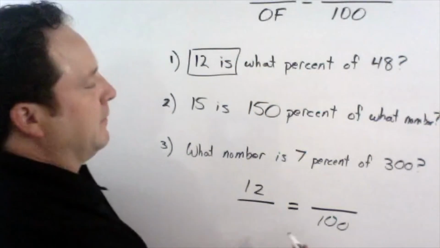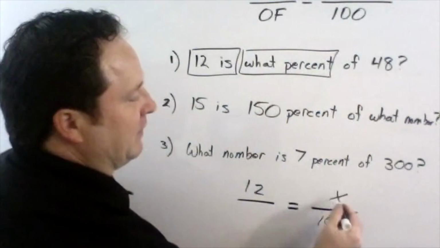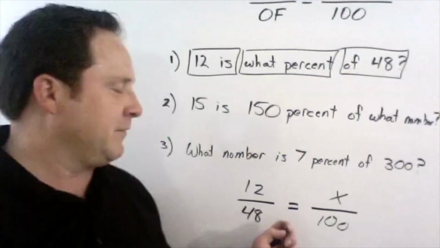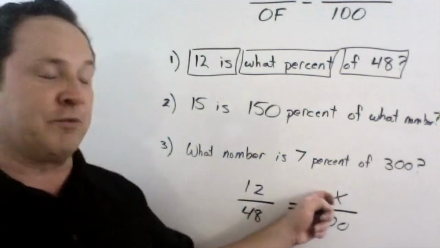12 is, so the is goes there. What percent, so I'm missing the percent, of 48. So of 48. So of goes on this side. So 12, or part to whole equals part to whole.